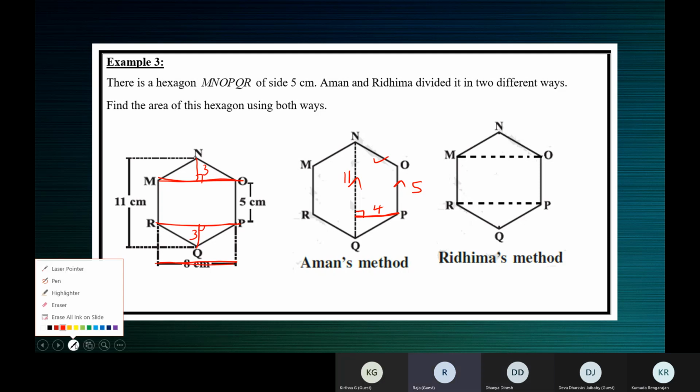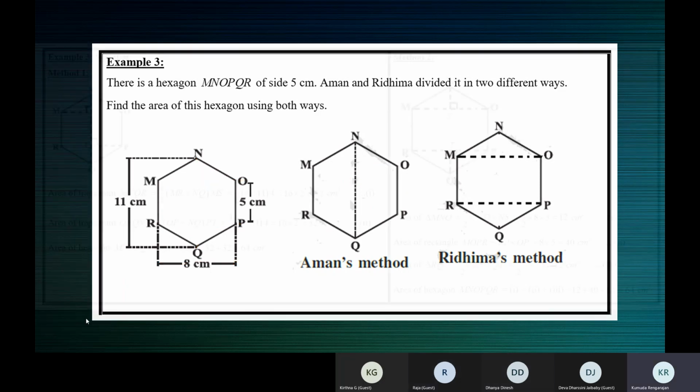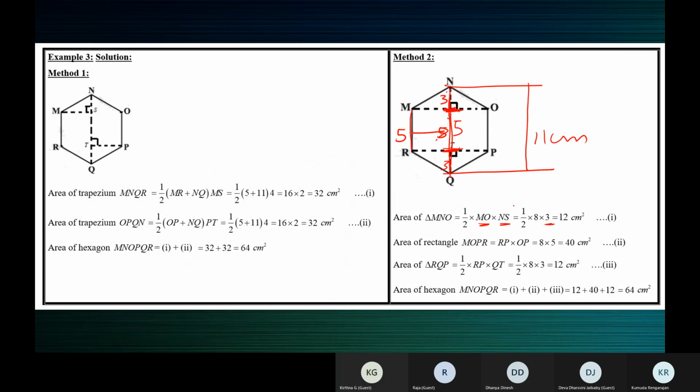Yes, ma'am. Okay, so half base into height, half into base 8 into height 3. For the rectangle, length into breadth. This is the rectangle, this is its length and this is its breadth. So this is 8 into 5. And again half base into height. The total is 64 centimeters square. Yes, children, do it.